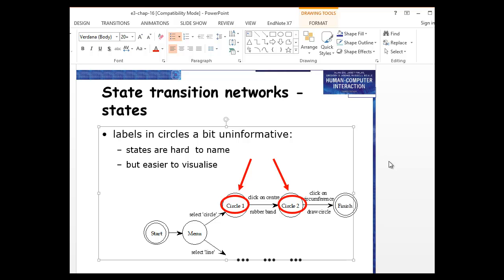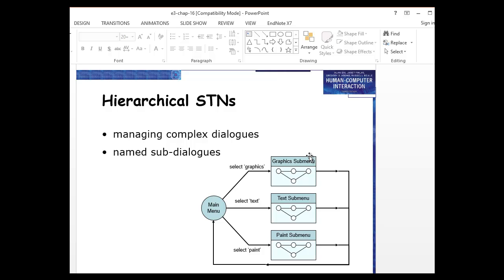Hierarchical is the next network we will discuss, and a hierarchical state transition network is the combination of what? Of state transition networks. You can see that here there are multiple state transition networks. The graphic submenu is a state transition network. The text submenu is again a state transition network. In text, if you want to bold a text, we can italicize a text, we can change the style of the text. So these are states, and as I told, bold, italic, styles and sizes are jobs or activities. So the line represents an activity and the circle represents a specific task name.